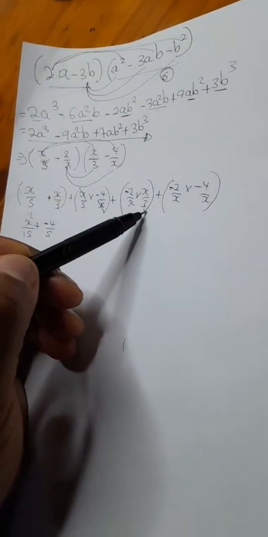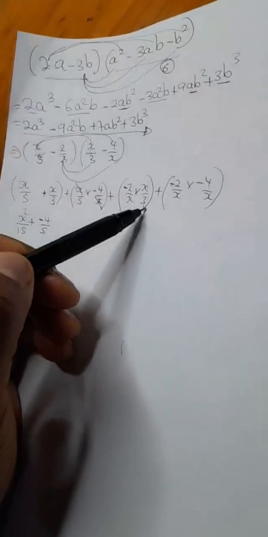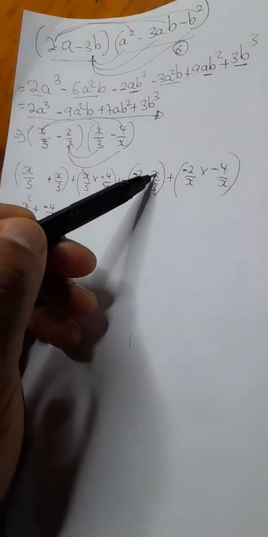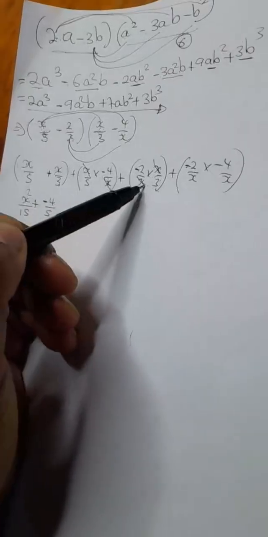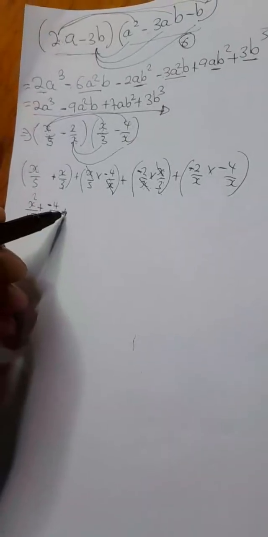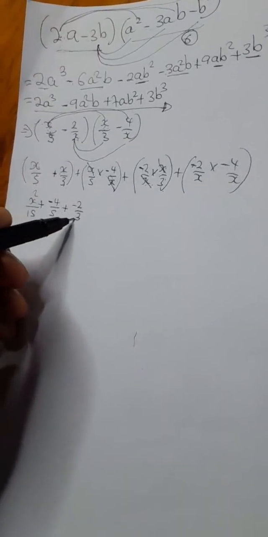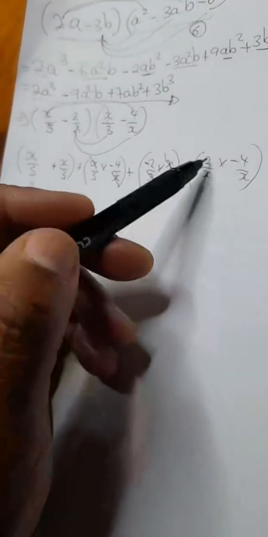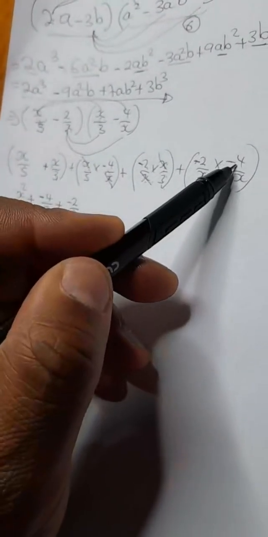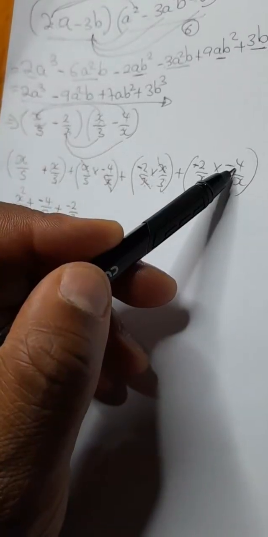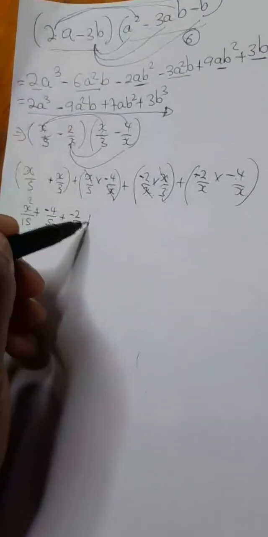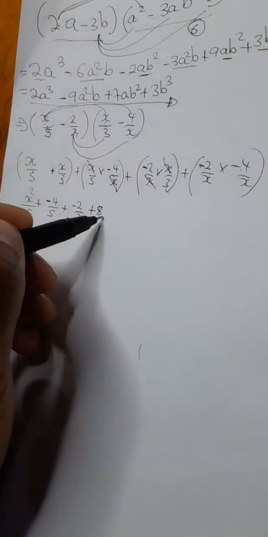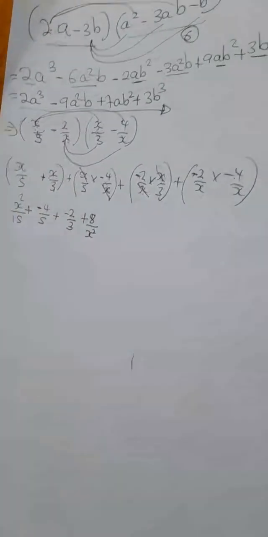Minus 2 over x times x over 3. We have x in the numerator and x in the denominator. They can cancel each other, and we'll be left with minus 2 over 3. Minus 2 over x times minus 4 over x. Minus and minus, we get a positive. So it's going to be plus 8 over x squared.